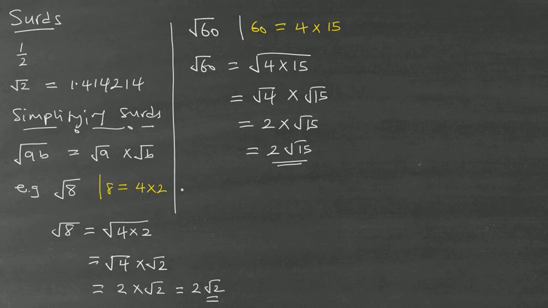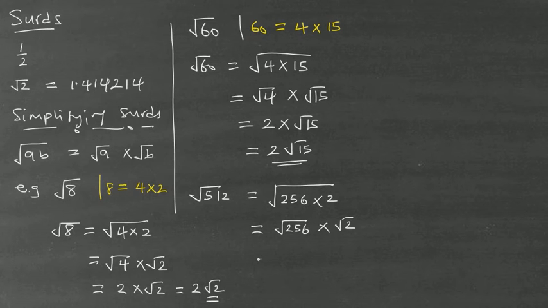Maybe one more example. If you have the square root of 512, we can express it as the square root of 256 times 2, which is the same as the square root of 256 times the square root of 2, and the square root of 256 is 16, times root 2, which gives us 16 root 2.